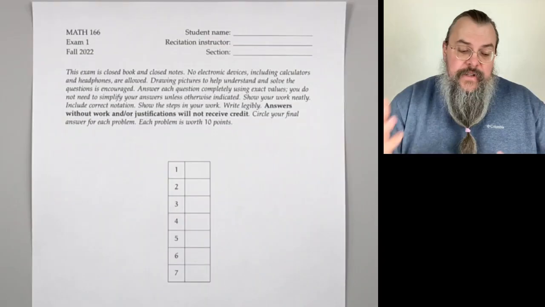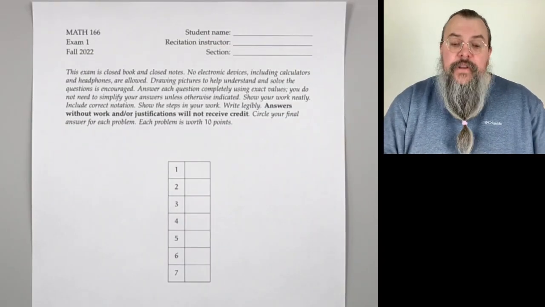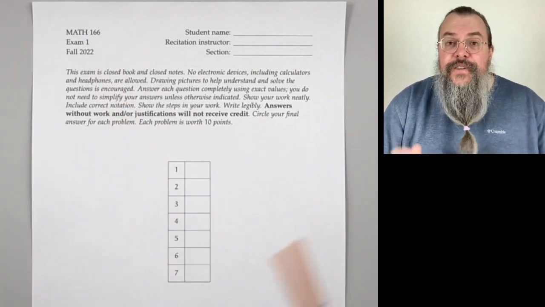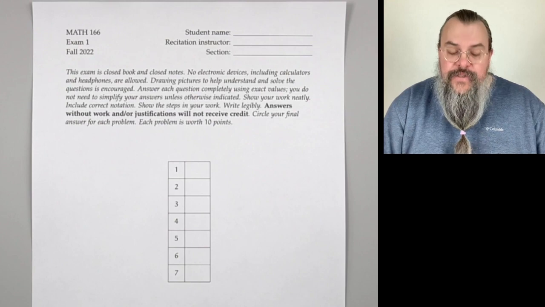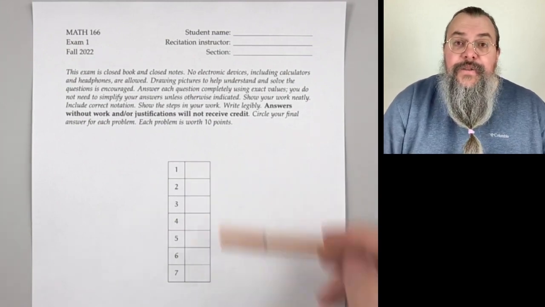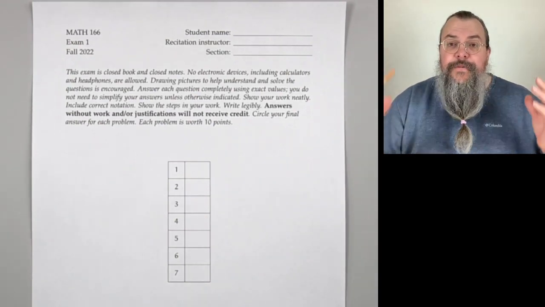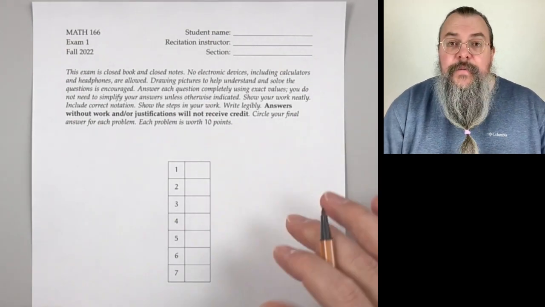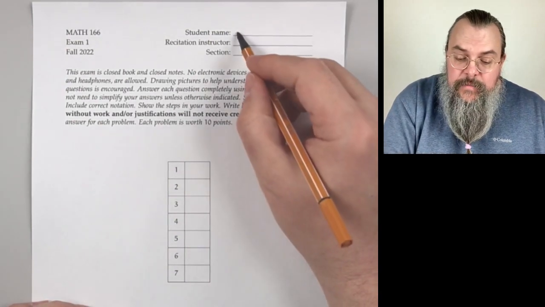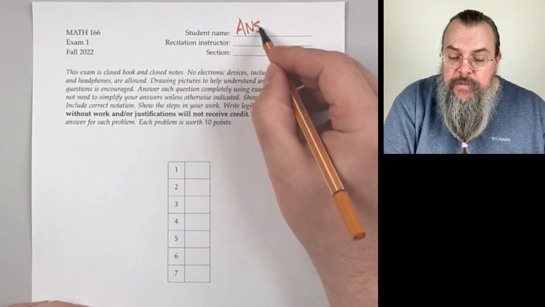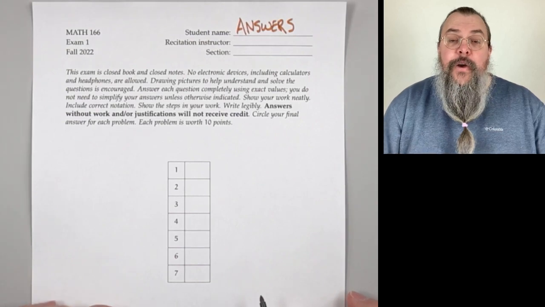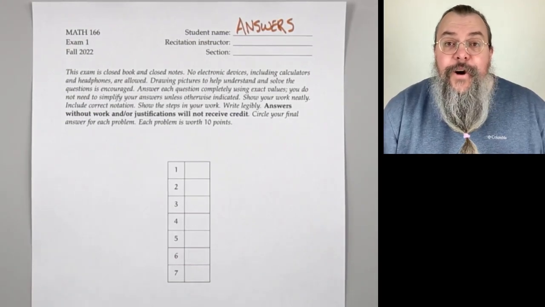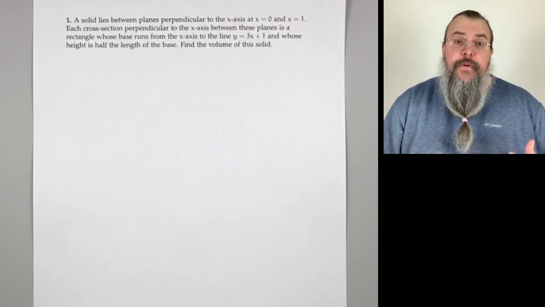So let's go ahead and do some problems. In particular, here we have our old exam. This is the Math 166, also known as Calculus 2, Exam 1 from fall 2022. Looks like we're going to get to do 7 problems, so we're going to have some fun. And I guess the first thing for us to write down is our name, because you won't get credit if you don't put your name on the exam. And we'll put answers as our name. Well, let's get going. So our first problem.